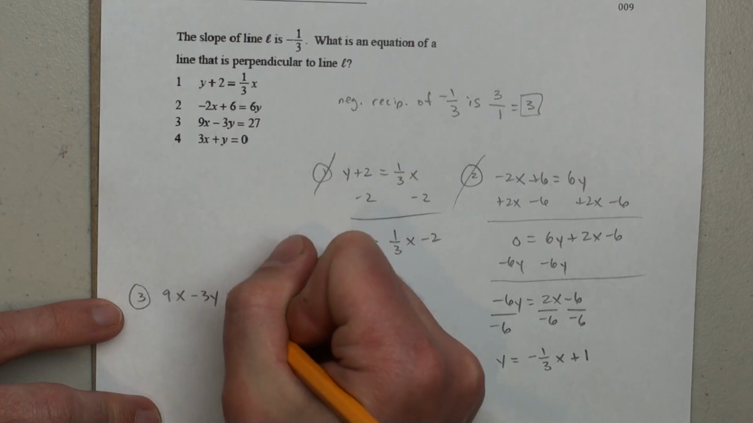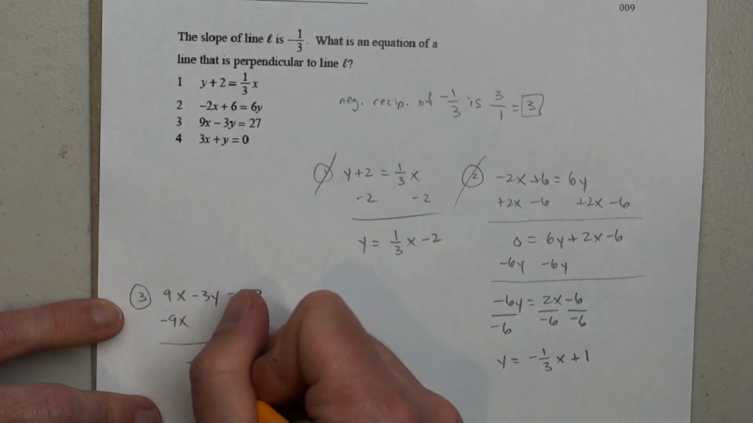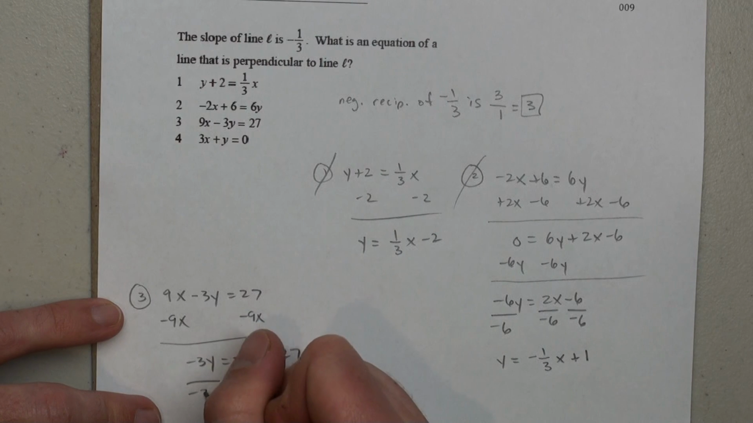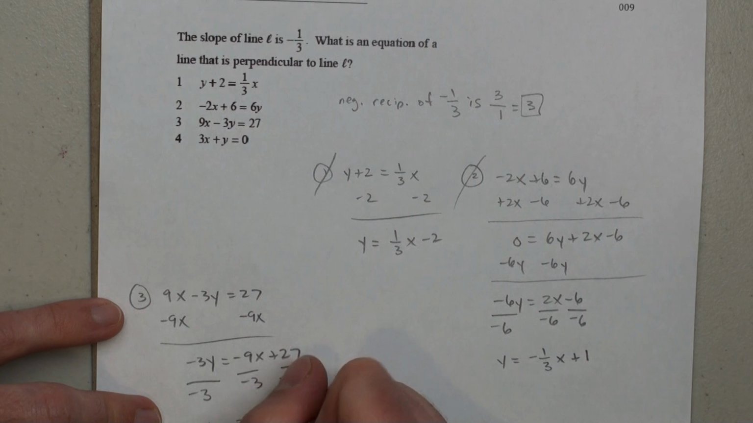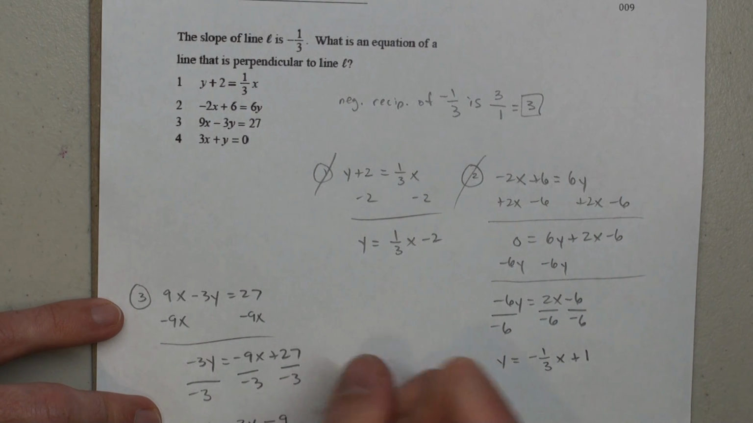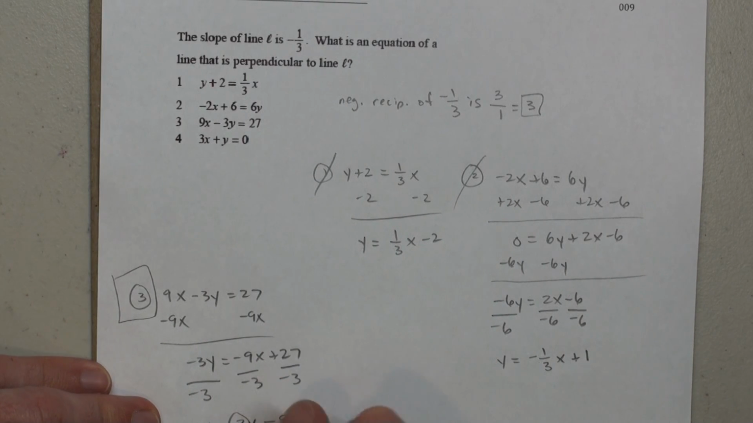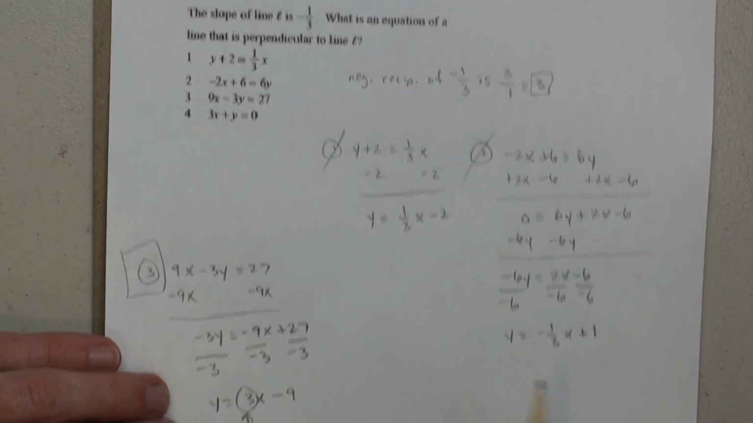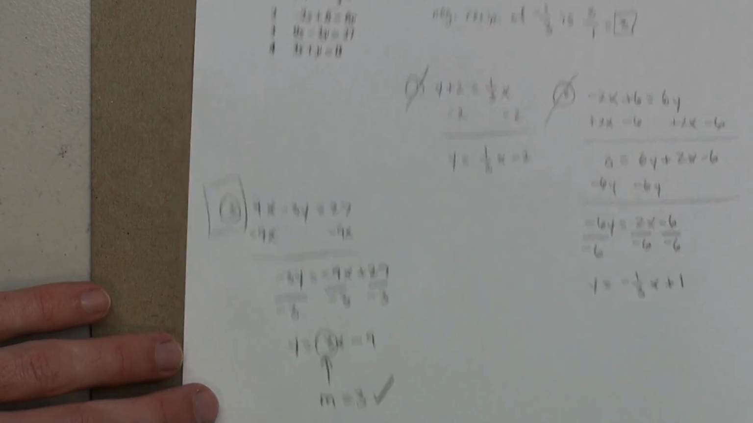9x minus 3y equals 27. Subtract 9x. Divide by negative 3. There it is. Okay? That's what we were looking for, and that's what we found. So it's choice 3.